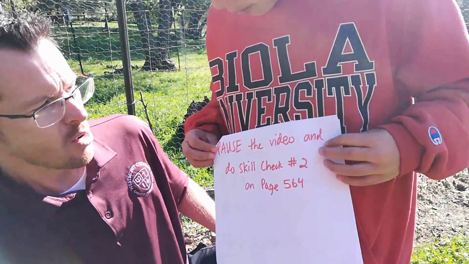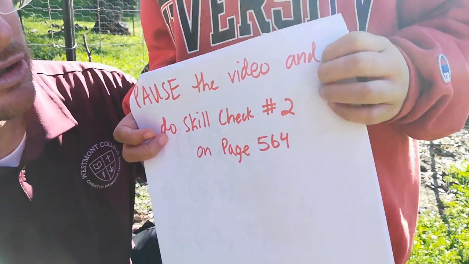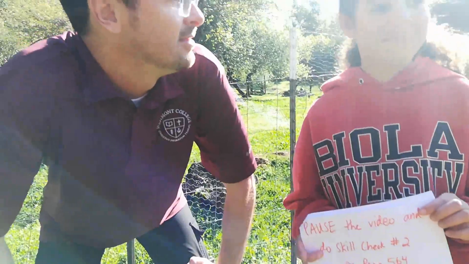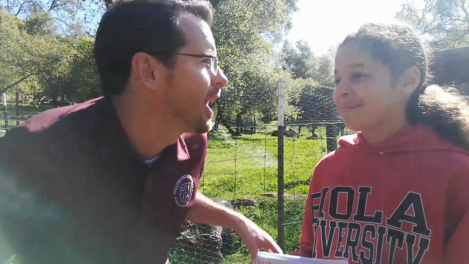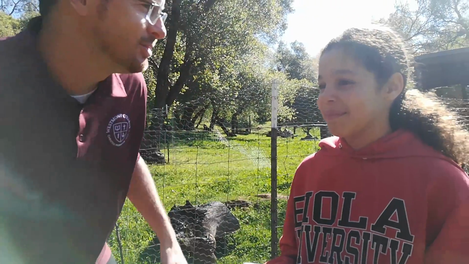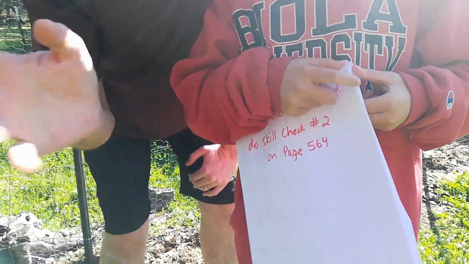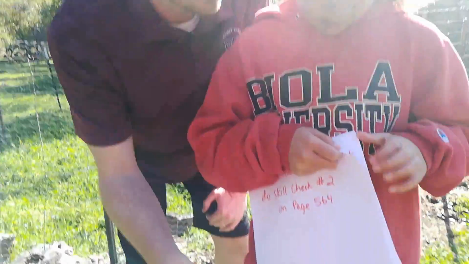What do we have here? Pause the video again, and we're going to do skill check number 2. So if we have to pause the video, what do we have to do this time? Pause it. Pause. You do your pause. Okay, this is embarrassing. All right, so you pause the video. We're going to get you the answers in just a second. Let's see what you got.